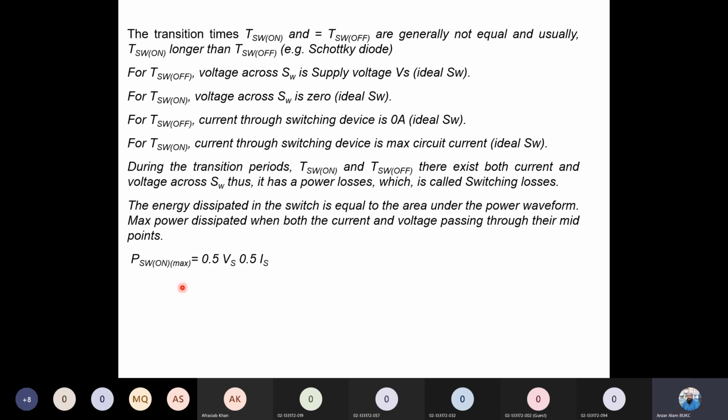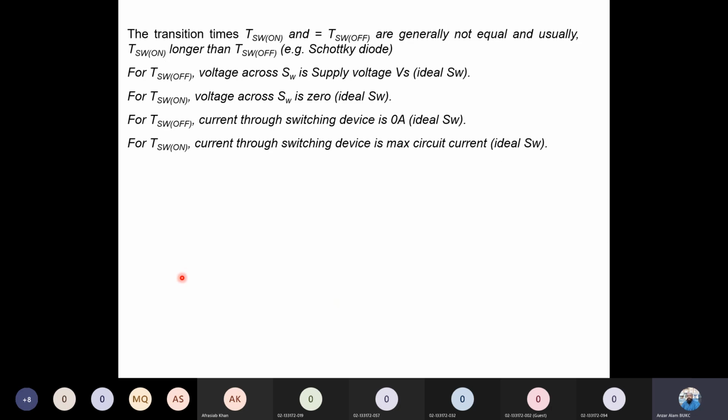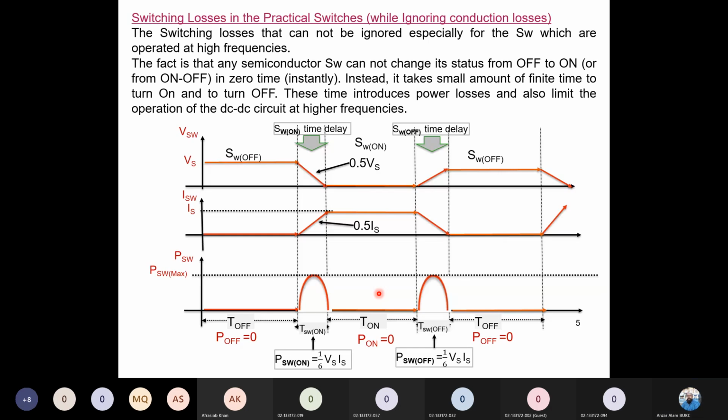So what is the maximum switching power loss? Maximum switching power loss is at this point. Where? At this point. At this point, how much is the voltage? This point is basically the maximum switching loss. Here the voltage is half VS, and the current is half IS. So what will the maximum power loss be? It is this multiplied by this.